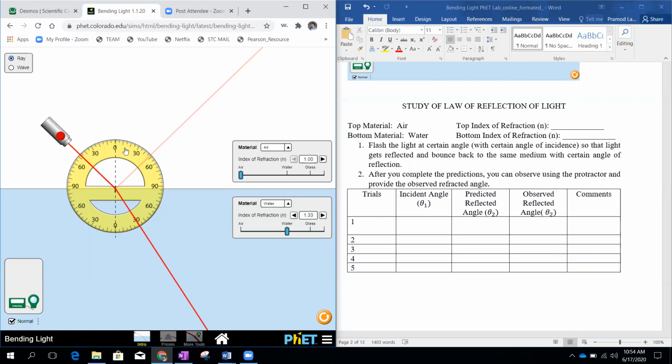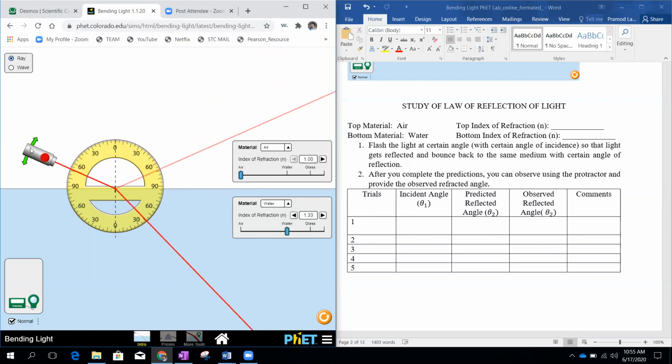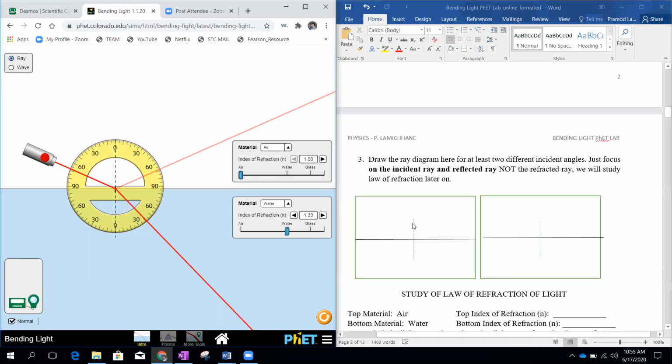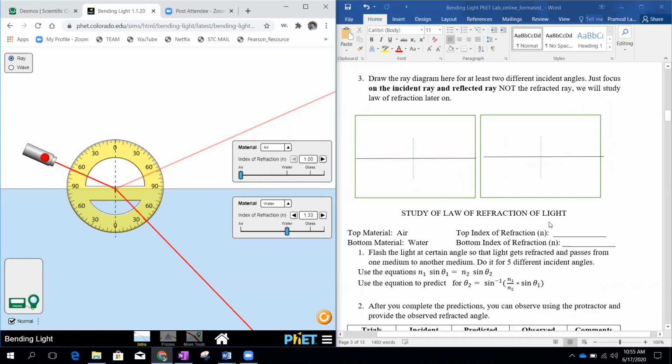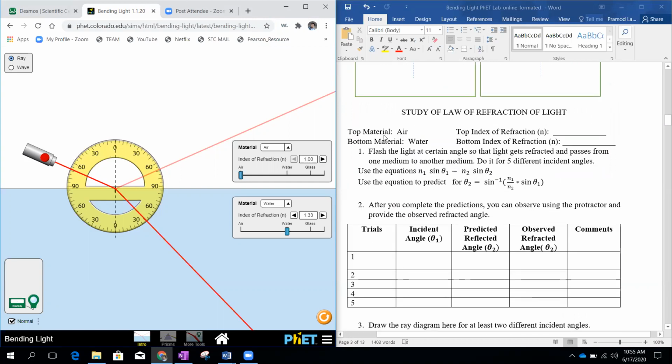Here you decide this theta 1 and this theta 2, then the predicted theta 2 and the observed theta 2, with comments. You're going to do 5 different trials, changing the angle, and you see that a different angle of incidence gives a different angle of reflection and so on. This is the first part, and then you're going to draw here what you see, at least 2 different times.